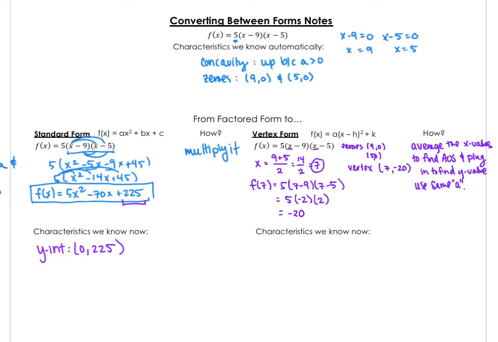The other thing I need is a. A is the number out in front. A is equal to 5. Now all we have to do is plug everything in to put it in vertex form. So vertex form is going to be f of x equals a, which is 5, and then we're going to plug in our vertex here. It's the opposite value for x. So f of x equals 5 times (x minus 7) squared minus 20.